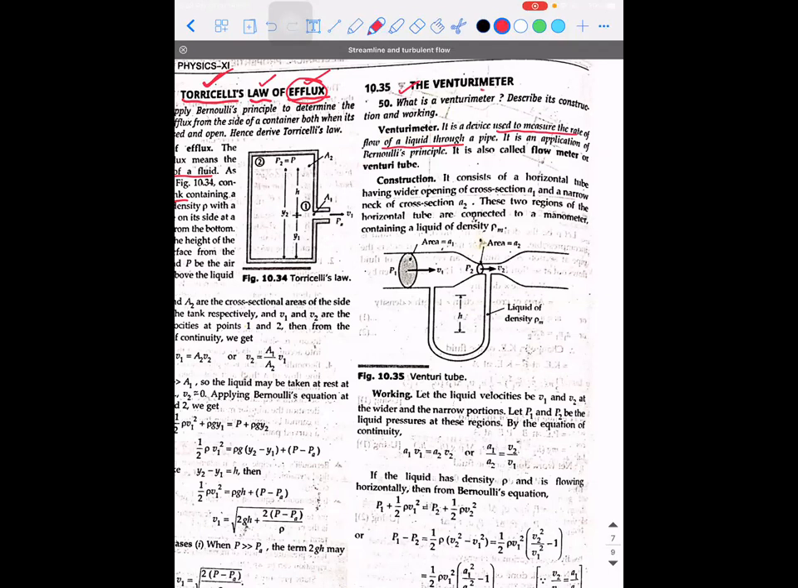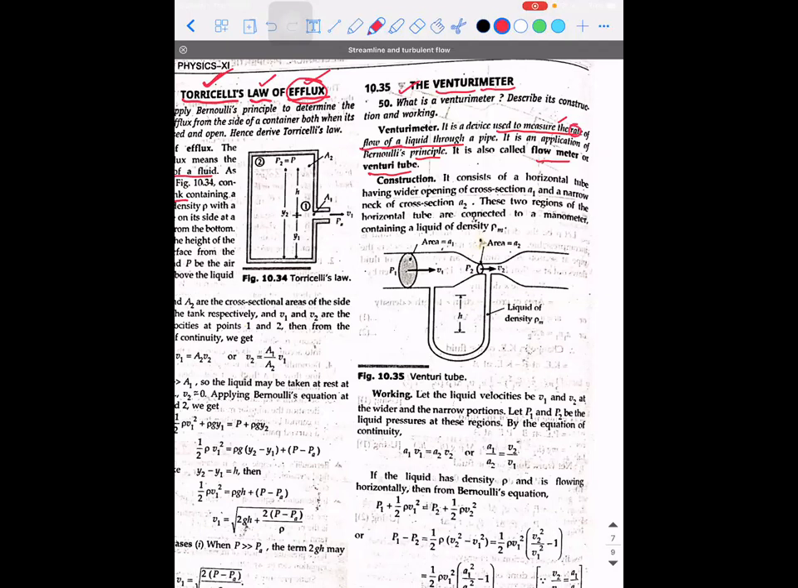Meter generally means a device. Here, the Venturi meter is a device used to measure the rate of flow of a liquid through a pipe. It is an application of Bernoulli's theorem. It is also called a flow meter or Venturi. Here we need to understand certain facts. What is it used for? It is used to measure the rate of flow of a liquid through a pipe.